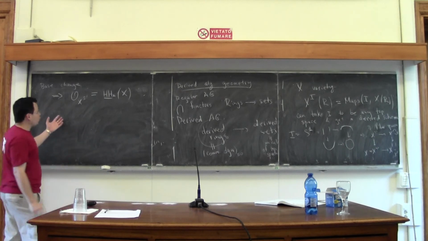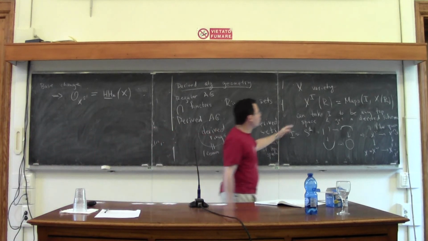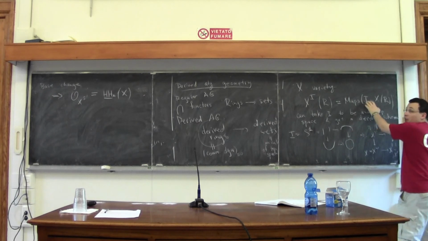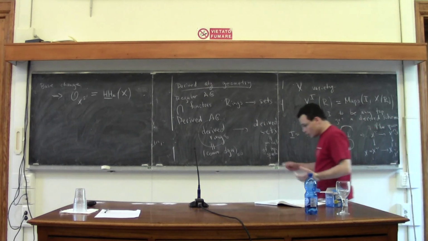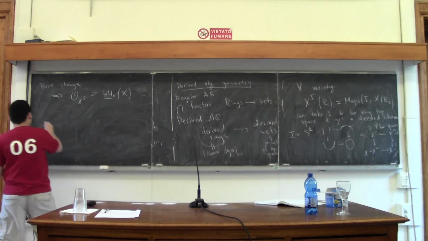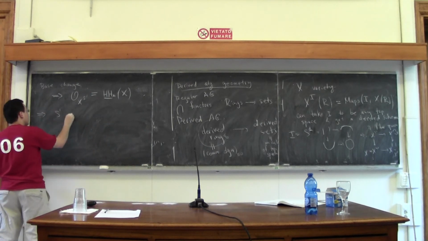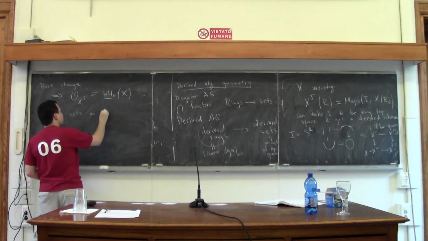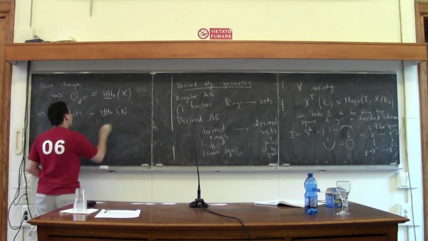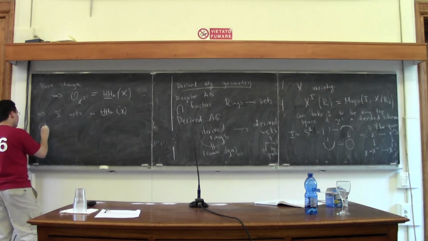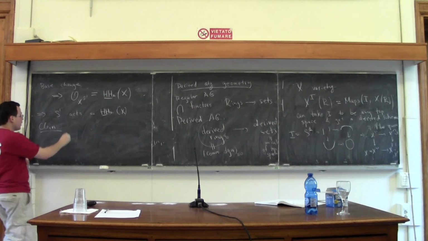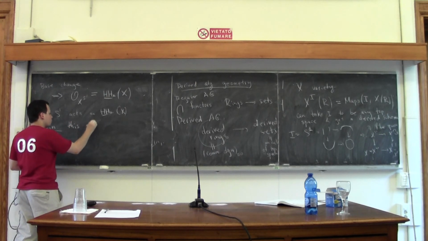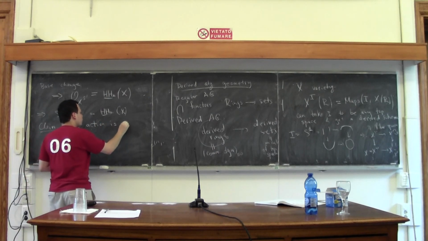So already this implies, because this formula is completely natural in I, this formally implies that there's some kind of circle action. But explicitly, S1 acts on Hochschild homology. And the claim, which I'll end with, but don't really have time to explain, is that this action is given by the de Rham differential.